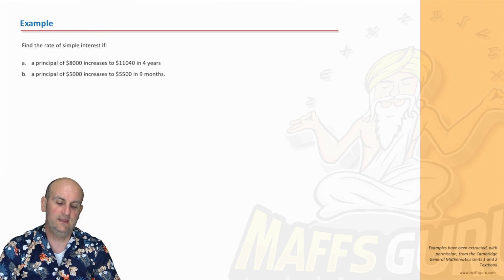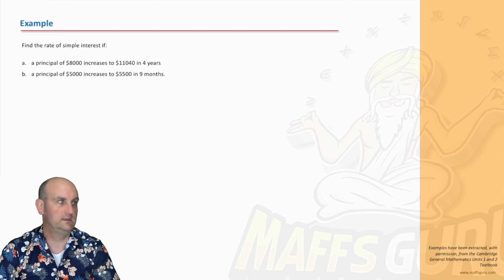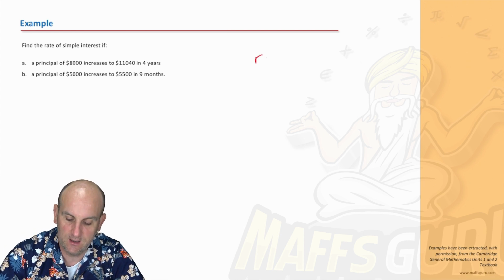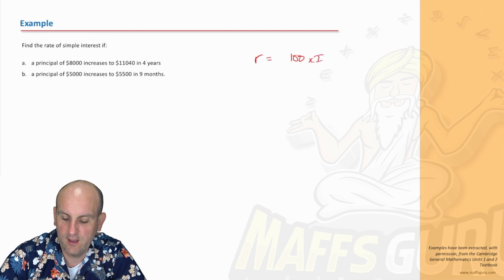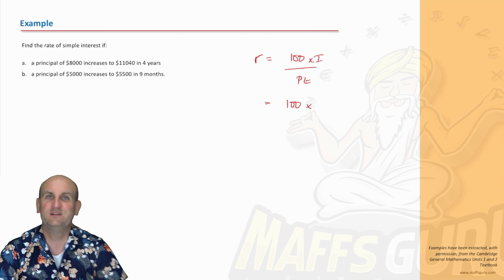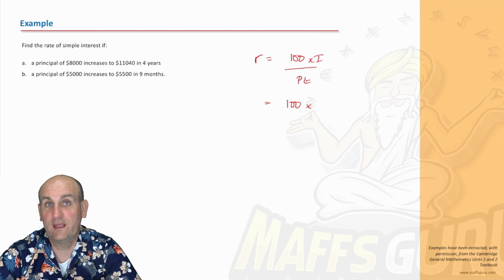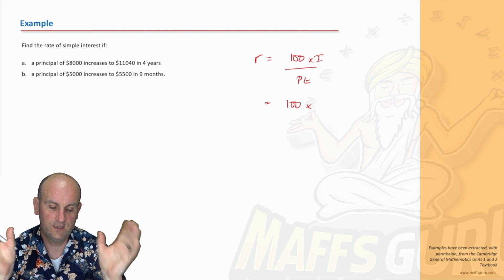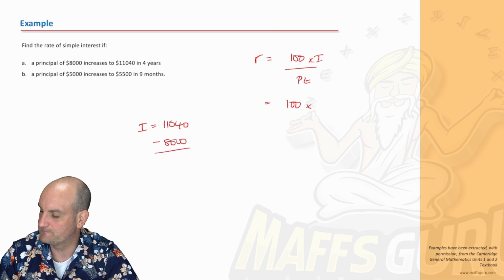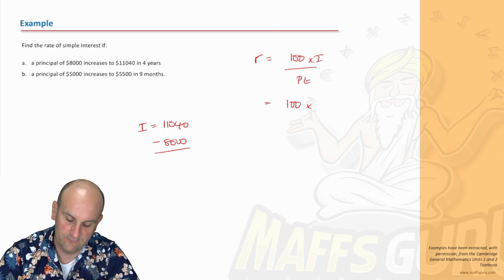So find the rate of simple interest if a principal of $8,000 increases to $11,040 in 4 years. So what does it want? To find the rate of interest. So in this situation, it wants R. So I'm going to do 100 times I divided by PT. So 100 times by I, which was, how much interest did we get? Remember, we can work out the interest, because if we know the final amount and we know the principal amount, we can take them away. So I now know the interest is equal to 11,040 subtract $8,000, which gives me $3,040.